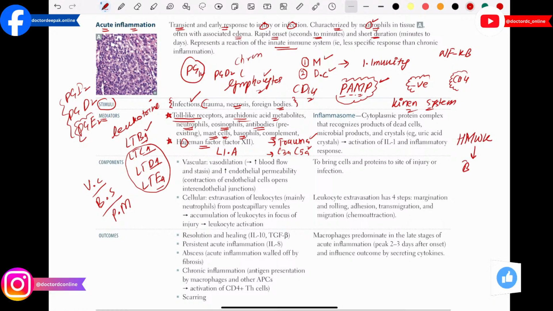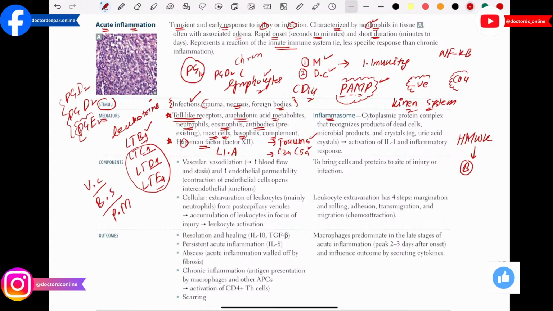When this bradykinin is produced, it will produce vasodilation, increase the vascular permeability, and also produce pain. So this is what is important about the kinin system. Please keep this in mind. Then after that we have to know the inflammasome.